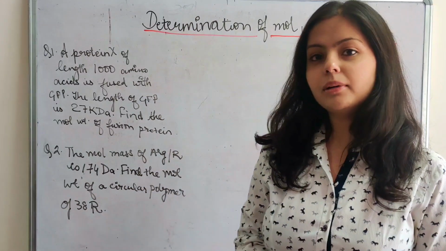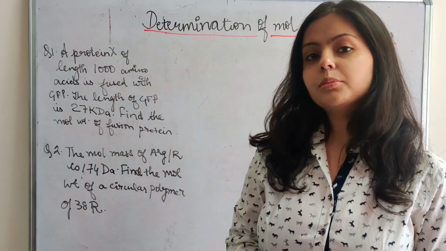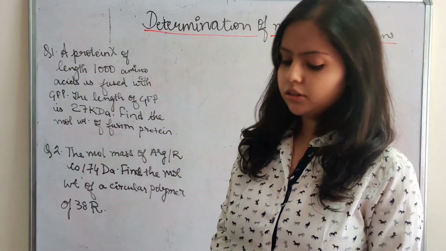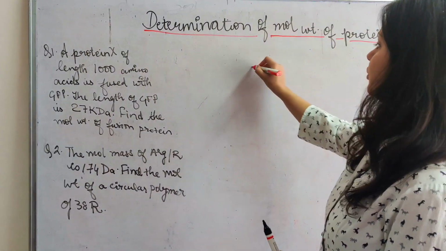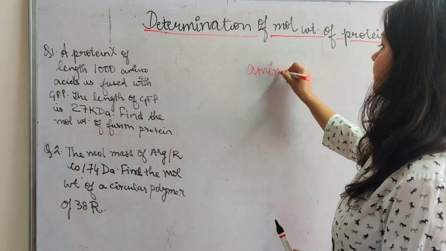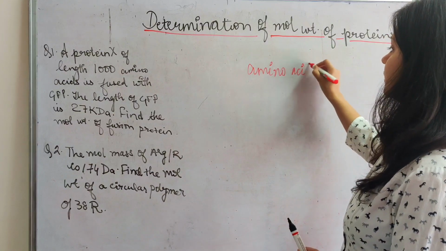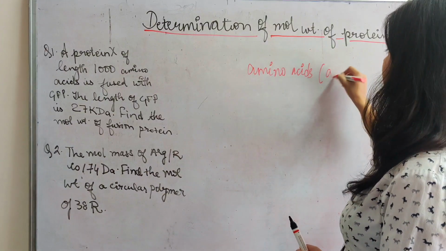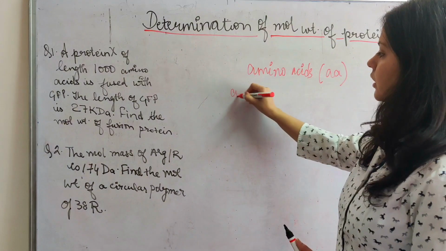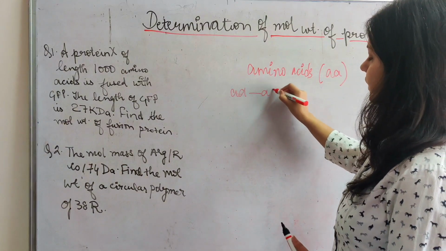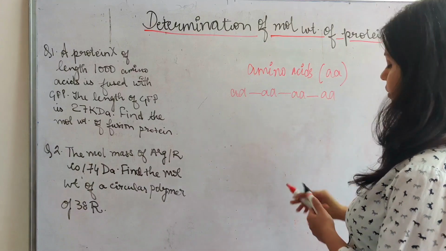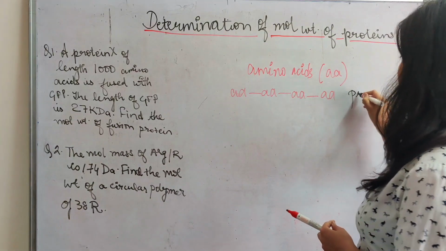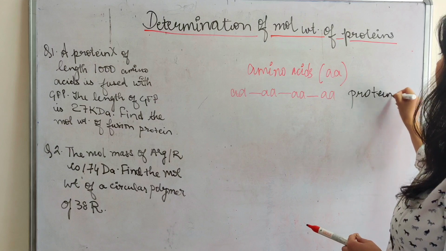Today we're going to talk about how to determine the molecular weight of proteins. So the first question is, what are proteins made up of? They're made up of amino acids. So various amino acids, when they're bonded together, form what we call proteins.